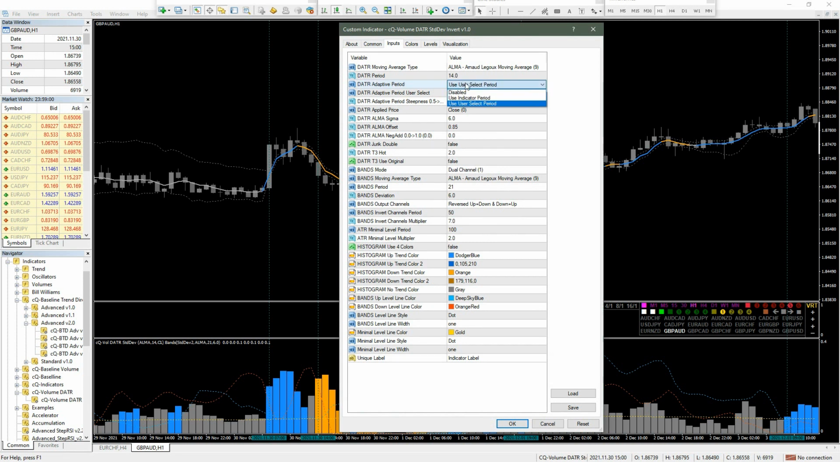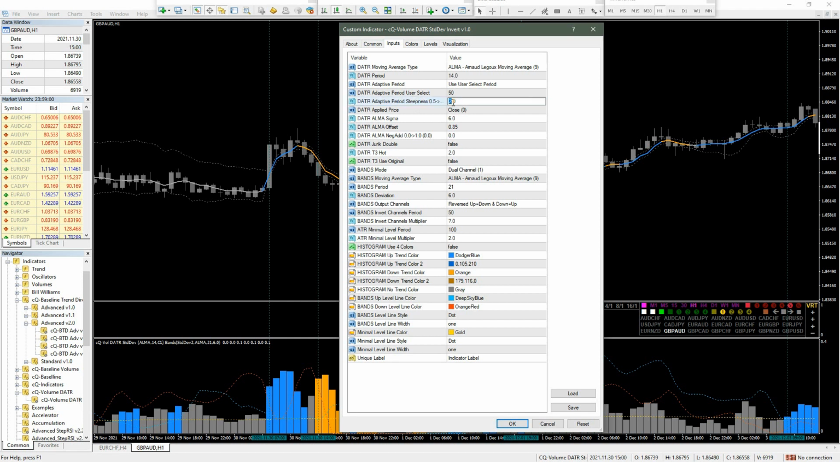This adaptive period is based on the ATR. As the ATR goes up, the period becomes shorter, so it makes it a little faster. You can disable it, or you can use the indicator period if you have it set there, or you can use a user select period, which is this one if you have that selected.